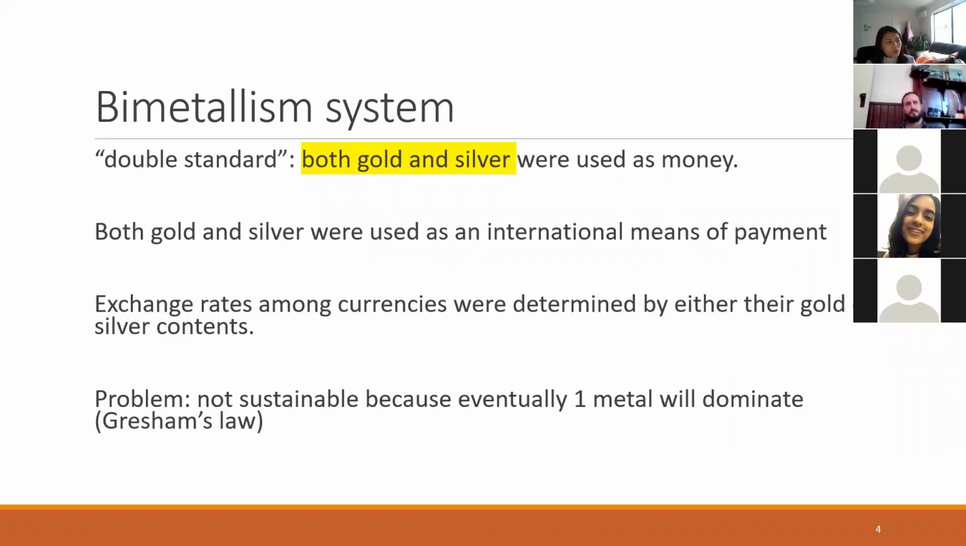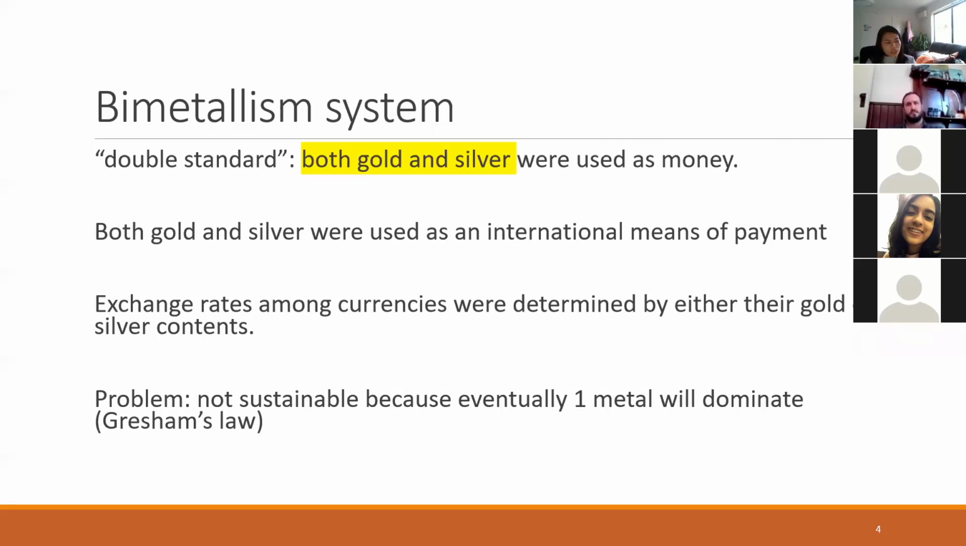Now, the problem with the bimetallism system is that if you fix the exchange rates against the gold and the silver content, then there will be a situation where the relative value of the two metals changes. So if one metal becomes more valuable relative to the other one, then eventually one of the metals will dominate the system, okay?